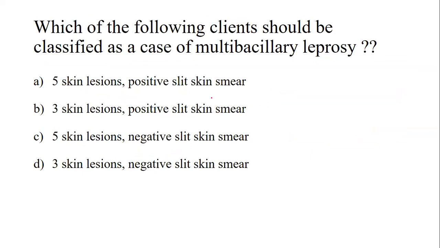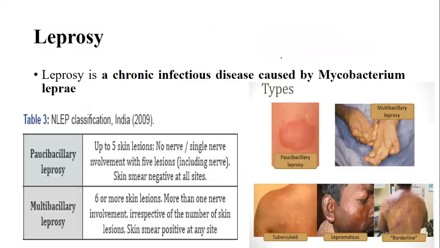The next question is, which of the following clients should be classified as a case of multibacillary leprosy? The options are 5 skin lesions with positive slit skin smear, 3 skin lesions with positive slit skin smear, 5 skin lesions with negative slit skin smear, and the last option was 3 skin lesions with negative slit skin smear. In this question, we should know the meaning of slit skin smear and of multibacillary leprosy. Leprosy is a chronic infectious disease caused by Mycobacterium leprae, the causative organism responsible for the disease.